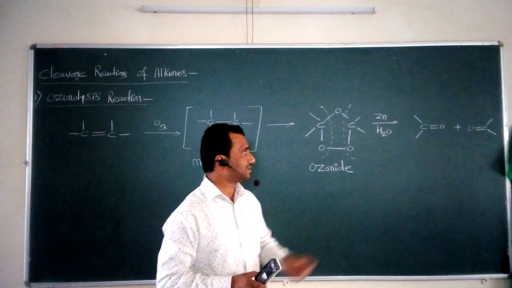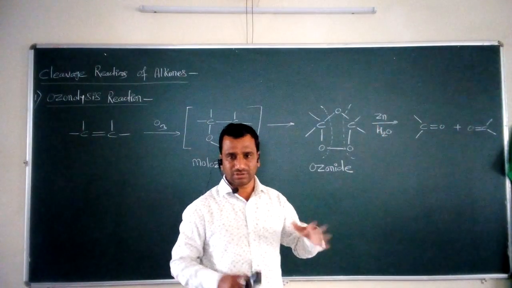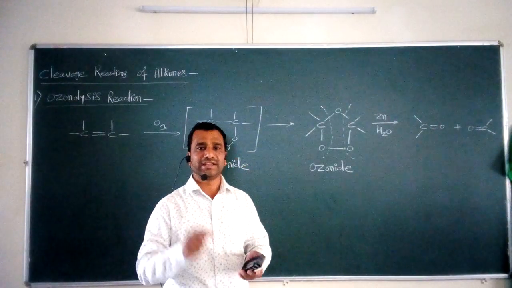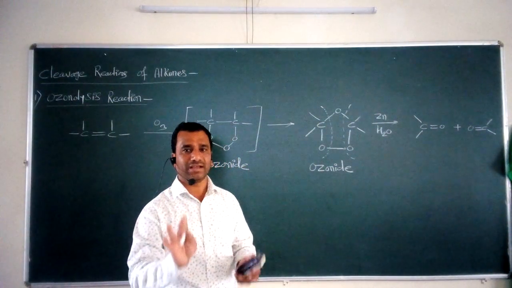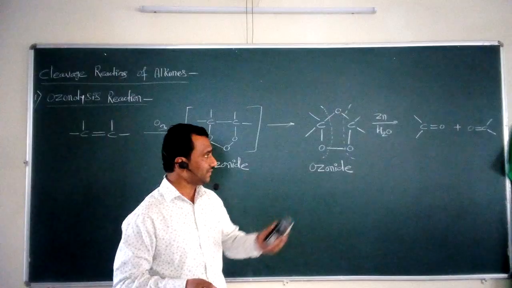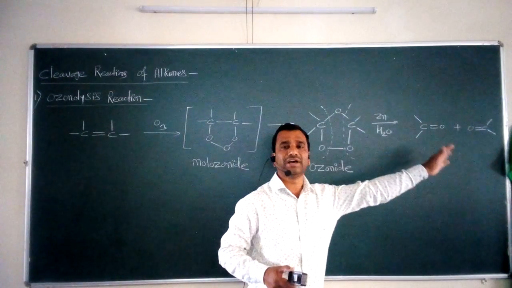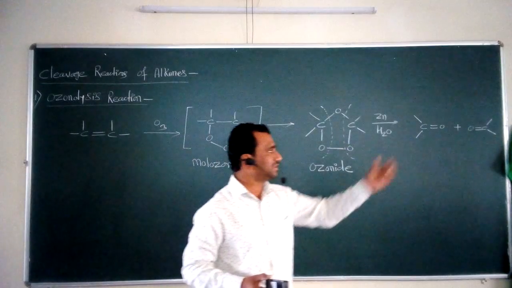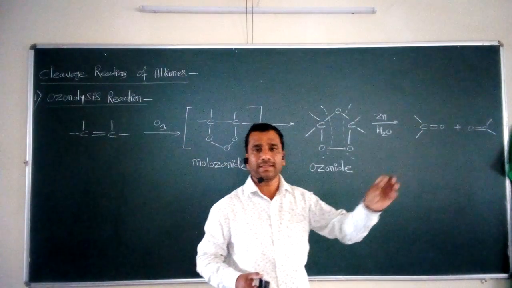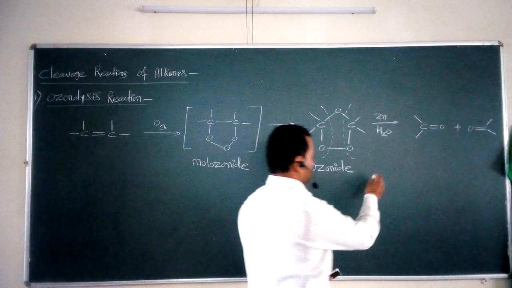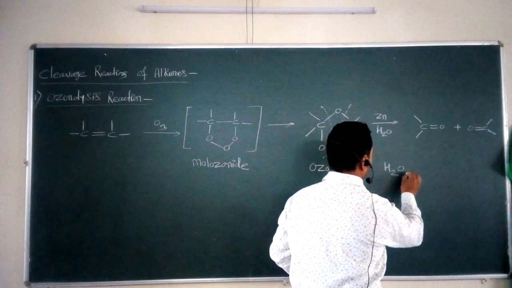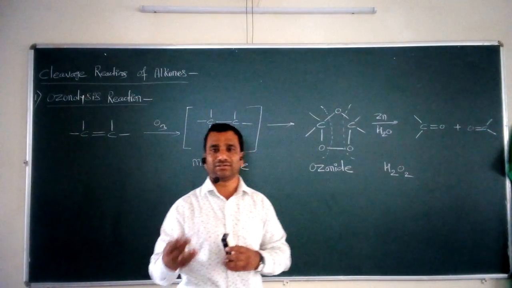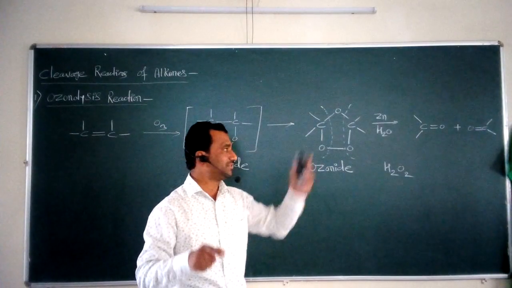Now in this reaction, zinc is used. So why do we have to use the zinc? Zinc is used because it helps to prevent the conversion of these carbonyl compounds into acid. Why? Because it prevents the formation of H2O2. H2O cannot get converted into H2O2 due to the role of this zinc.